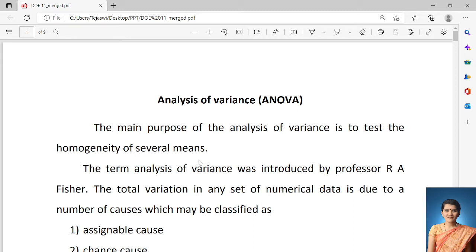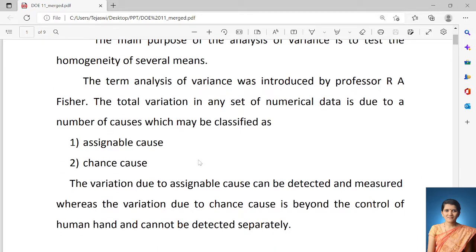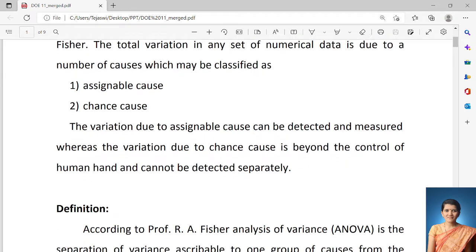The term analysis of variance was introduced by Professor R. A. Fisher, and the total variation in a set of numerical data is due to two causes. First is the assignable cause and second is the chance cause. The variation due to the assignable cause can be estimated, detected and separated easily. But the variation due to chance, which is beyond human control, cannot be estimated, detected or separated.